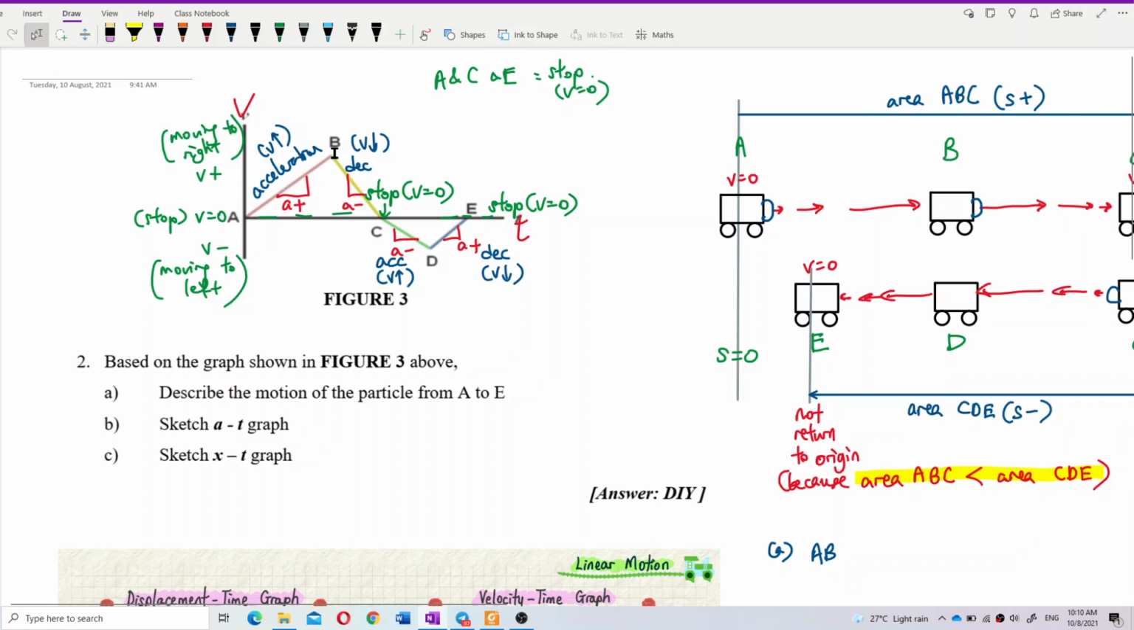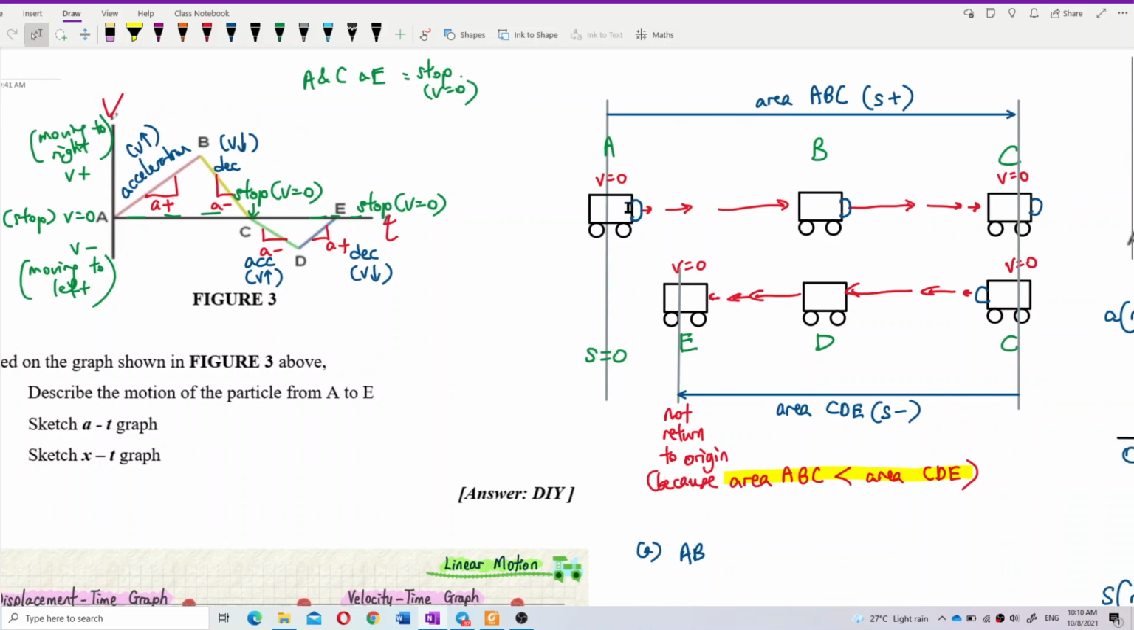Velocity increases, decreases, becomes zero. Here velocity increases again, but in the opposite direction, moving to the left. Velocity decreases again, becomes zero. We already discussed this. So I draw out the motion here for you.